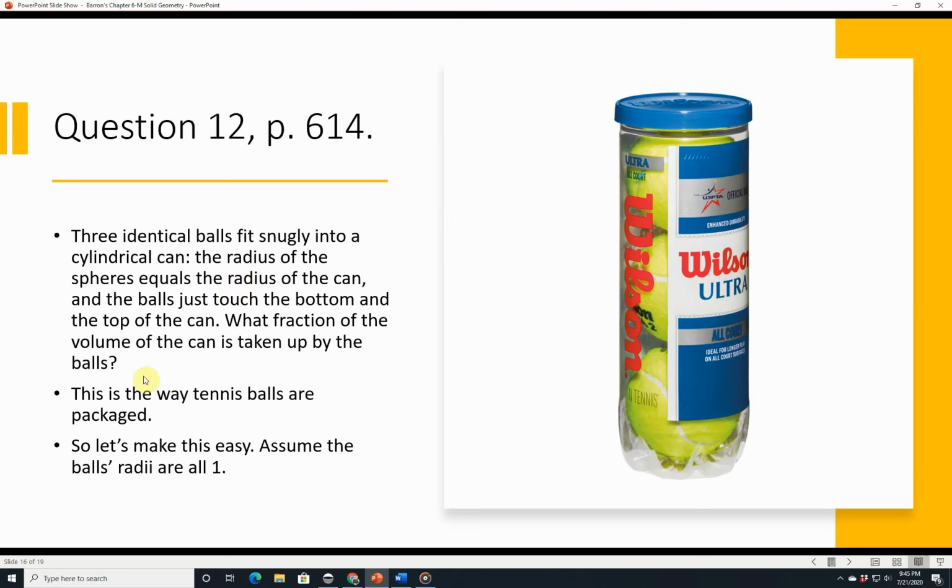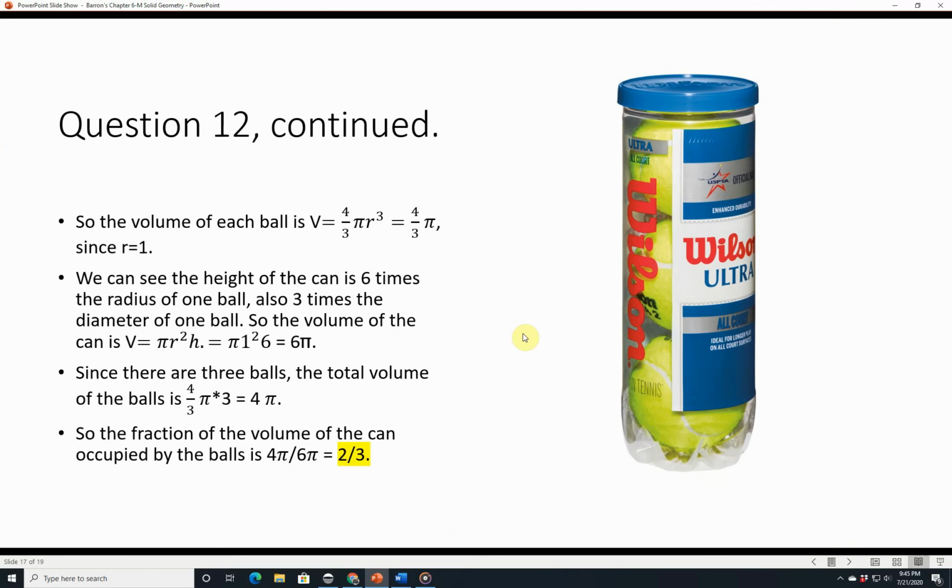Okay, as I said, this is the way tennis balls are packaged. Let's assume that these balls have a radius of 1. So since they're all identical tennis balls, they all have a radius of 1. Alright, we know from doing previous problems that that makes the volume of each ball equal to 4/3 pi r cubed, and since r cubed is still going to be 1, it's just 4/3 pi.